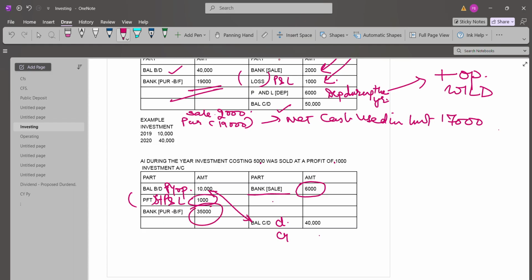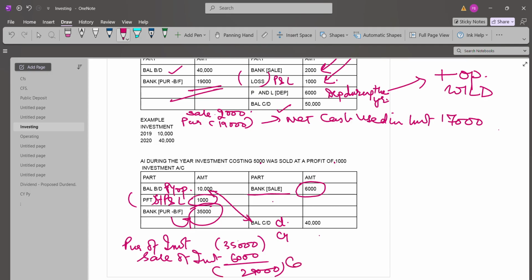So this 35,000 is my balancing figure. This is purchase of investment. So we have a purchase outflow of 35,000. There is a sale of investment of 6,000. So net 29,000 is cash used in investing activity.